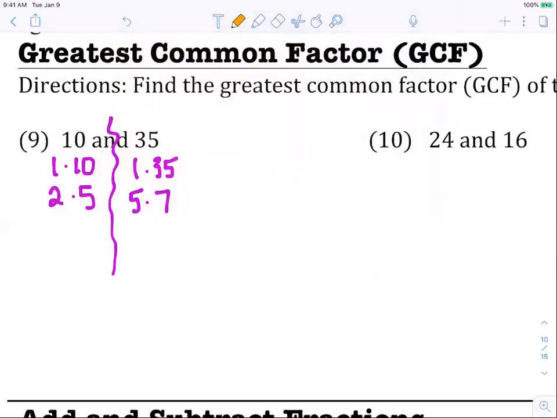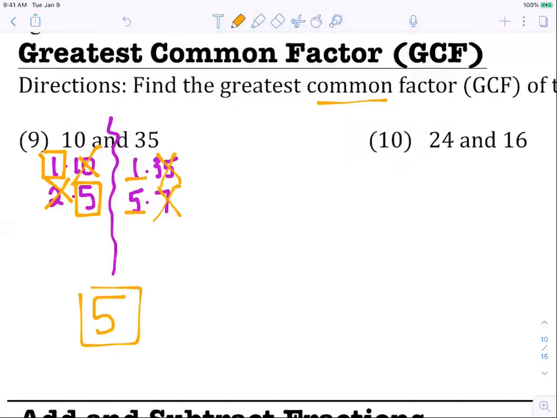figure out, okay, well, what are at least some common factors? Well, if I'm looking through my list, they both have a 1. They both don't have a 2. They both have a 5. And they both have a 10. So the only numbers that they actually have in common are 1 and 5. And the greatest common factor, the number that's the largest out of all the common factors for us, is 5. And you have your greatest common factor. 5 divides 10 and 35, and it's the largest number that divides those two numbers, okay?